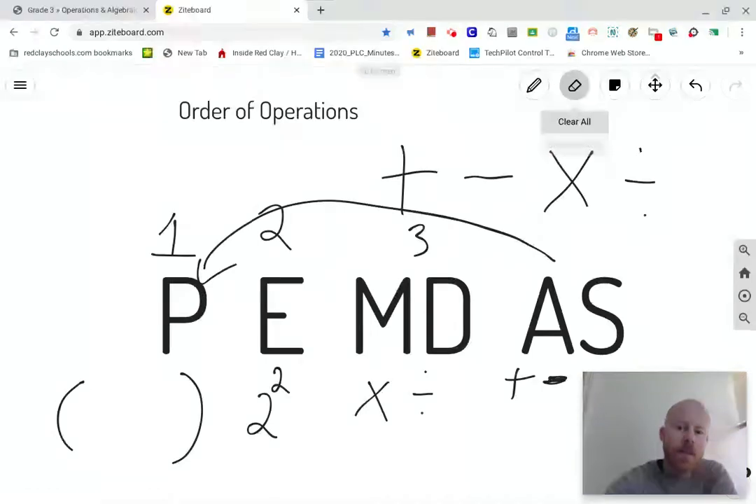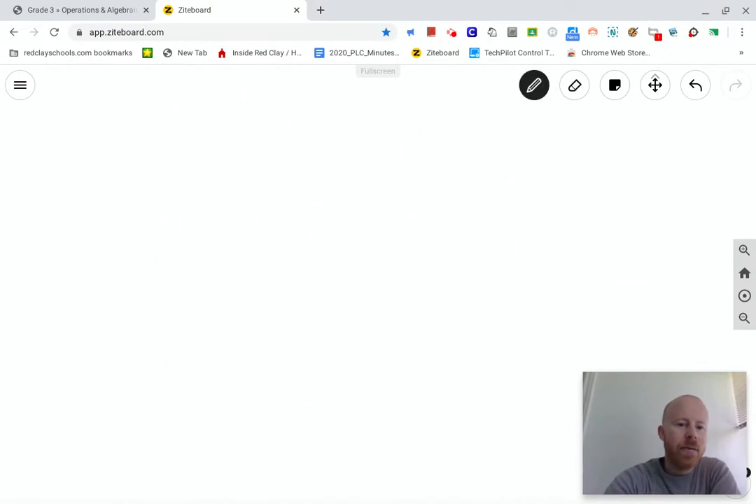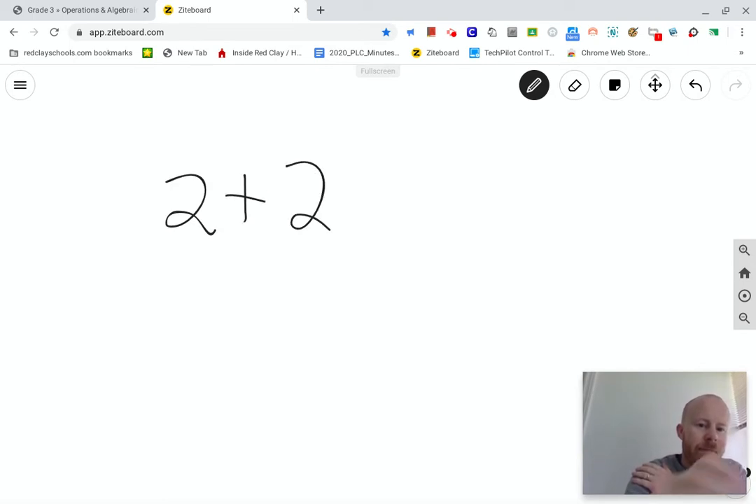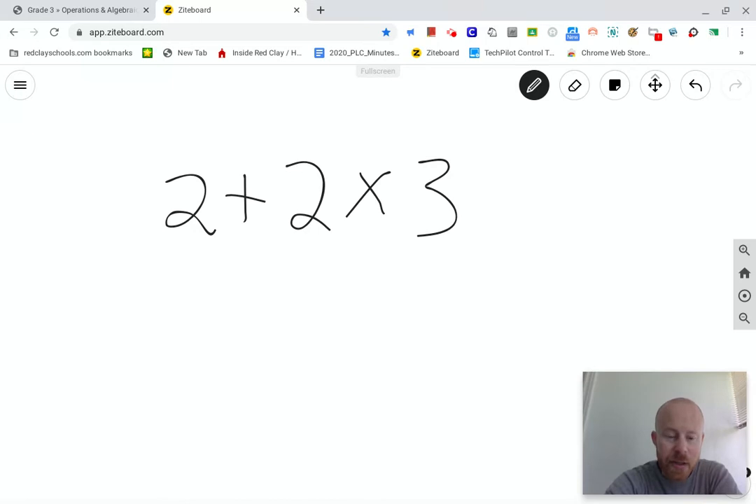So let's go with our equation. So for instance, if I gave you 2 plus 2, the operation is just 1. It would be addition, and there would be no issue. But if I gave you 2 plus 2 times 3, now we have to figure out what to do first.